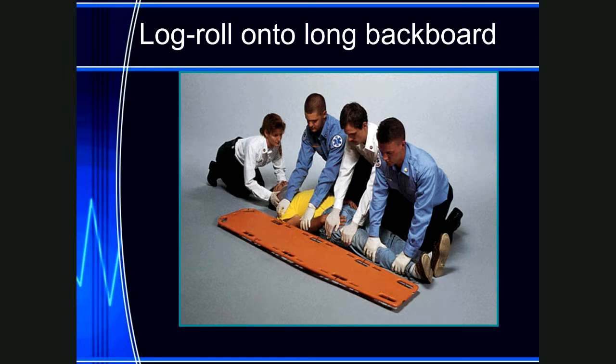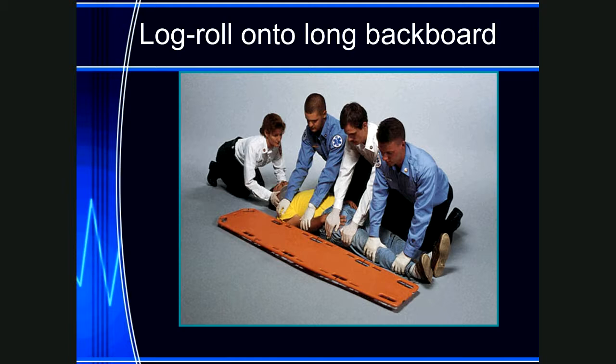We can also use a backboard, an urgent move with spinal precautions, moving a patient to a backboard from the ground. You notice the female has manual stabilization of the patient's head and three people down the axis of the body. They're going to use this log roll maneuver, placing the patient on their side. They're going to roll the patient towards themselves on the count of the person in control of the head. It's one swift movement altogether.